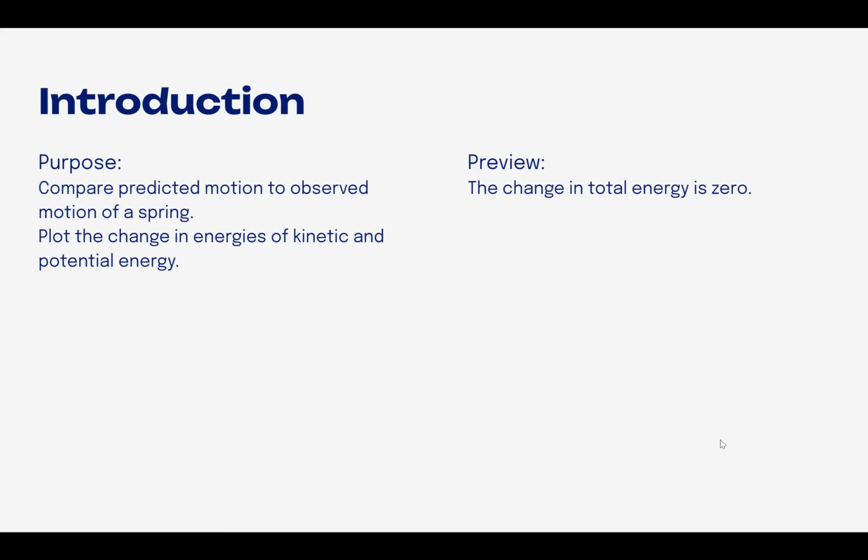So the purpose of this lab is to compare predicted motion to observed motion of a spring and being able to plot the change in energies of kinetic and potential. And then what we'll end up seeing is basically that the change in total energy of the system is zero.